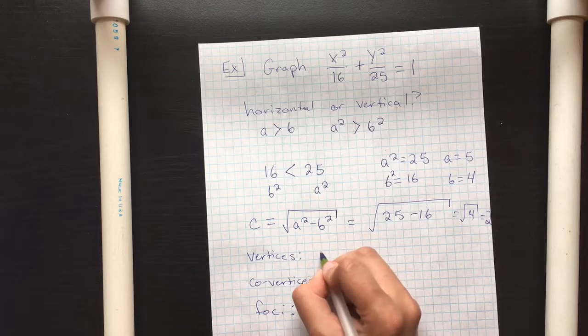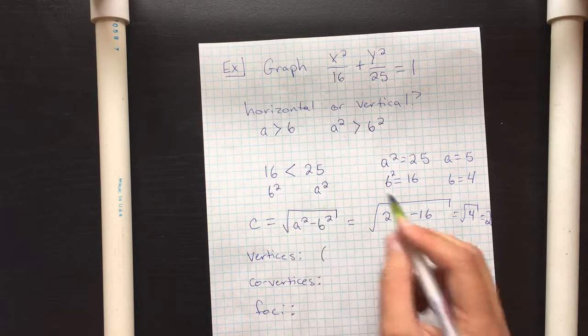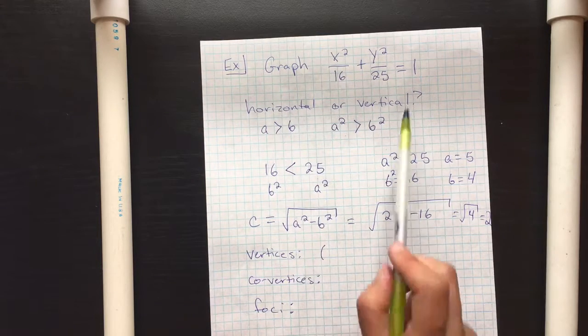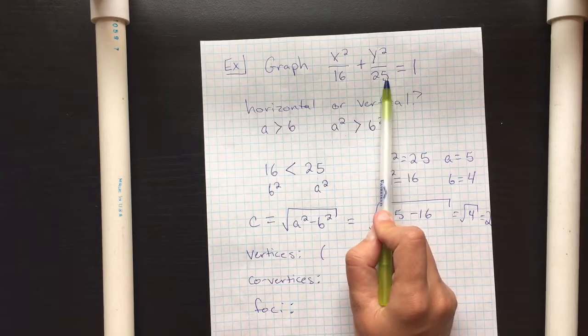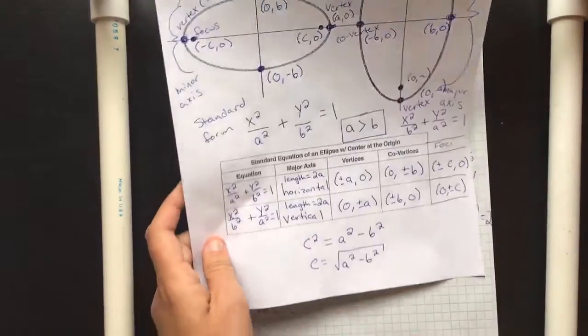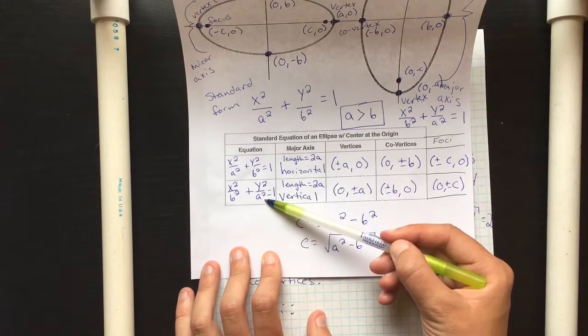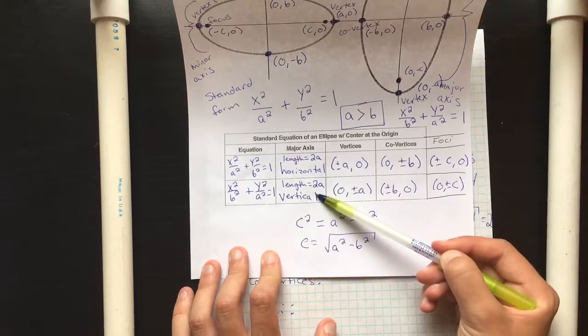So our vertices are, since it is, we never decided if it was horizontal or vertical. So since our bigger number was over here, that was a, looking back at our handy dandy chart, this is the one that has a under the y, so it will be vertical.